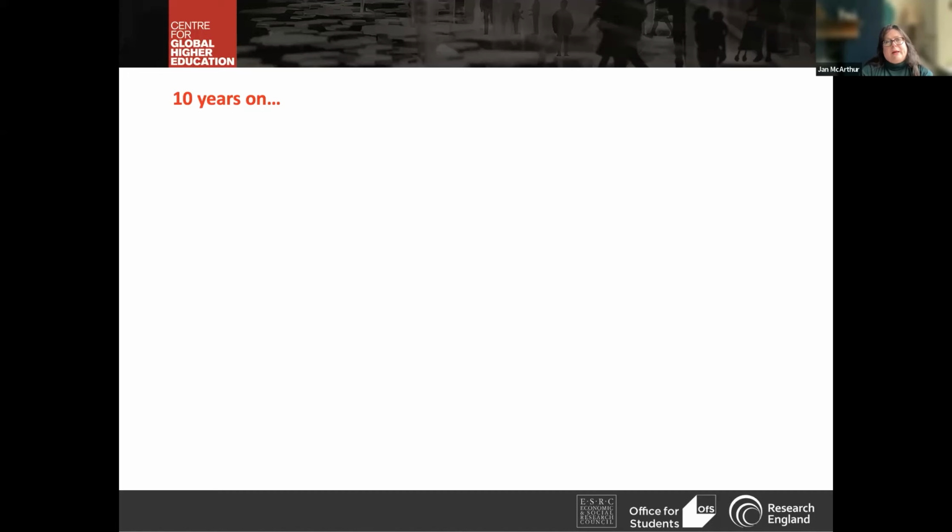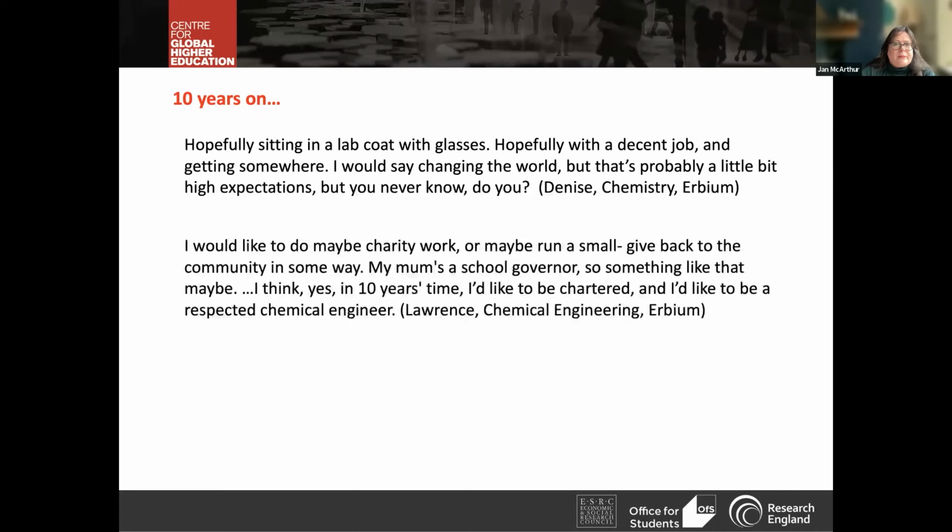But when we were looking at why they came to university, Kayleigh said, you know what, we have another question about imagining 10 years on. I think we'll find different sorts of answers there. And indeed, that's exactly what we found. So here, these two quotes. Denise: "In 10 years, hopefully sitting in a lab coat with glasses, hopefully with a decent job and getting somewhere. I would say changing the world, but that's probably a little bit high expectations, but you never know, do you?" So, you know, that's fabulous. That's what we were hoping to find.